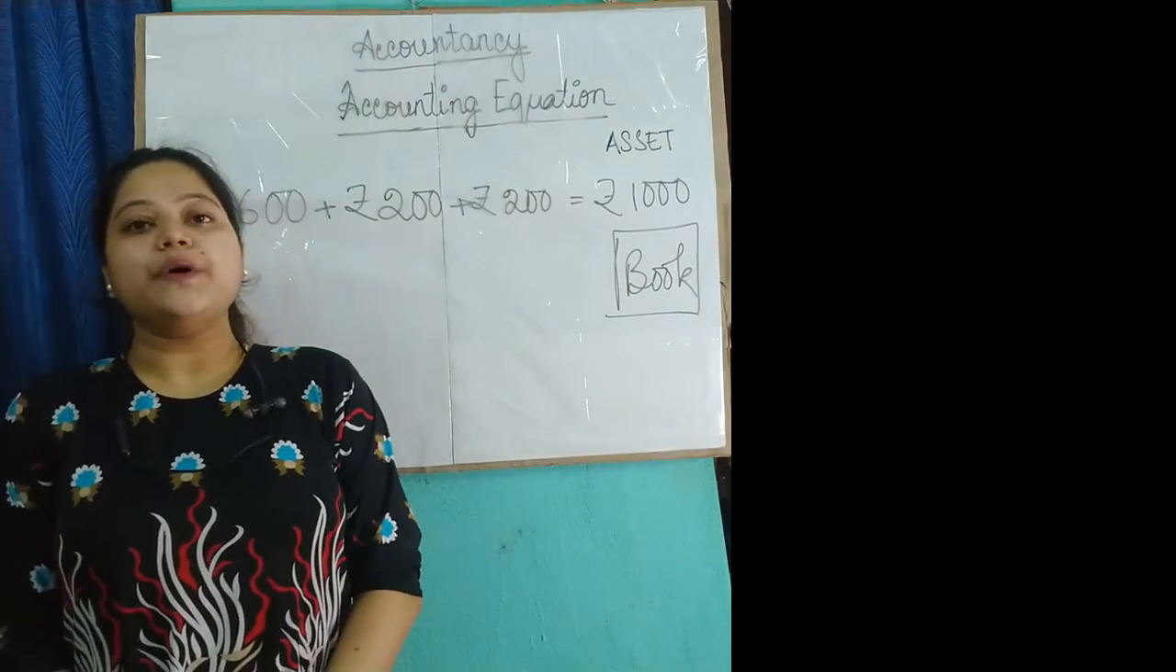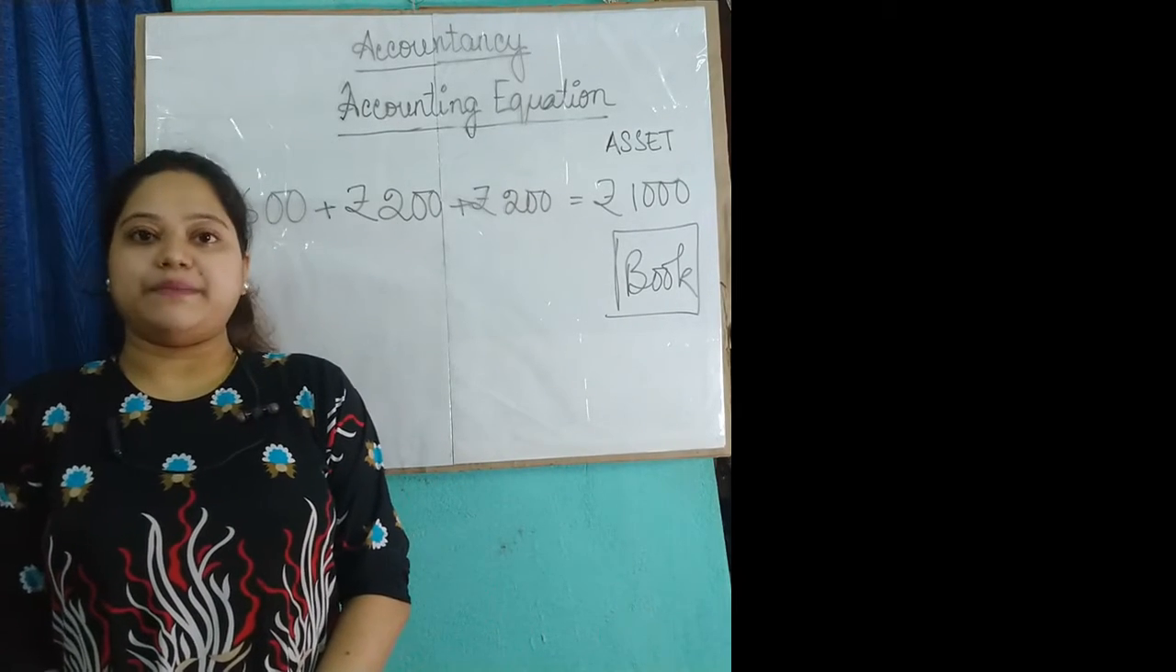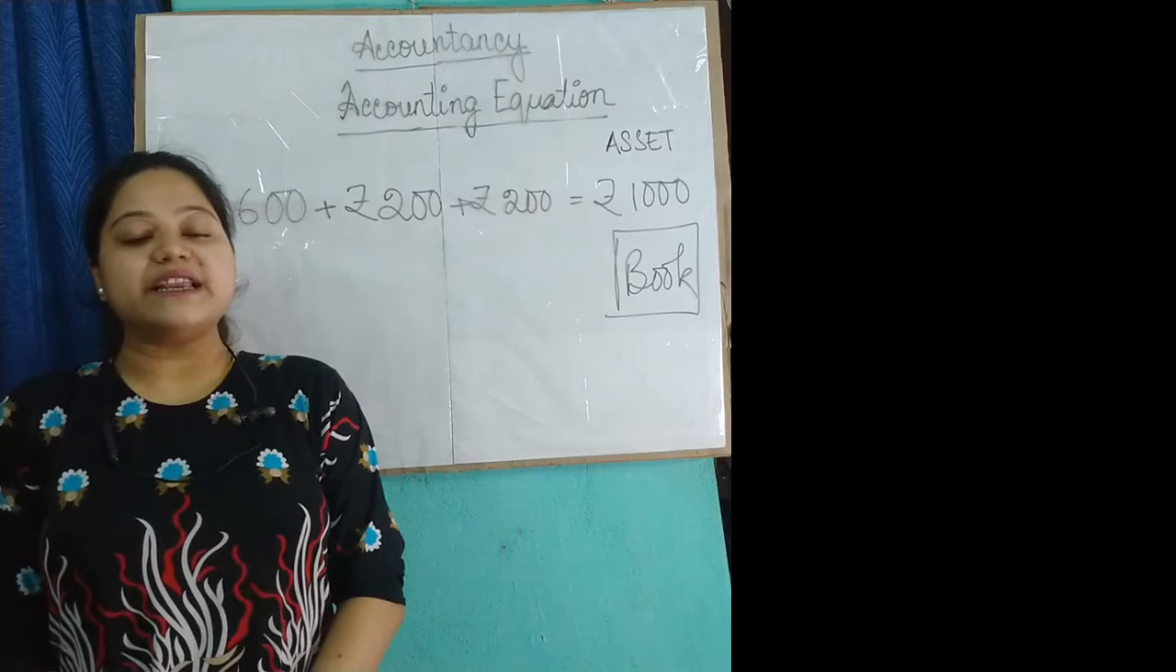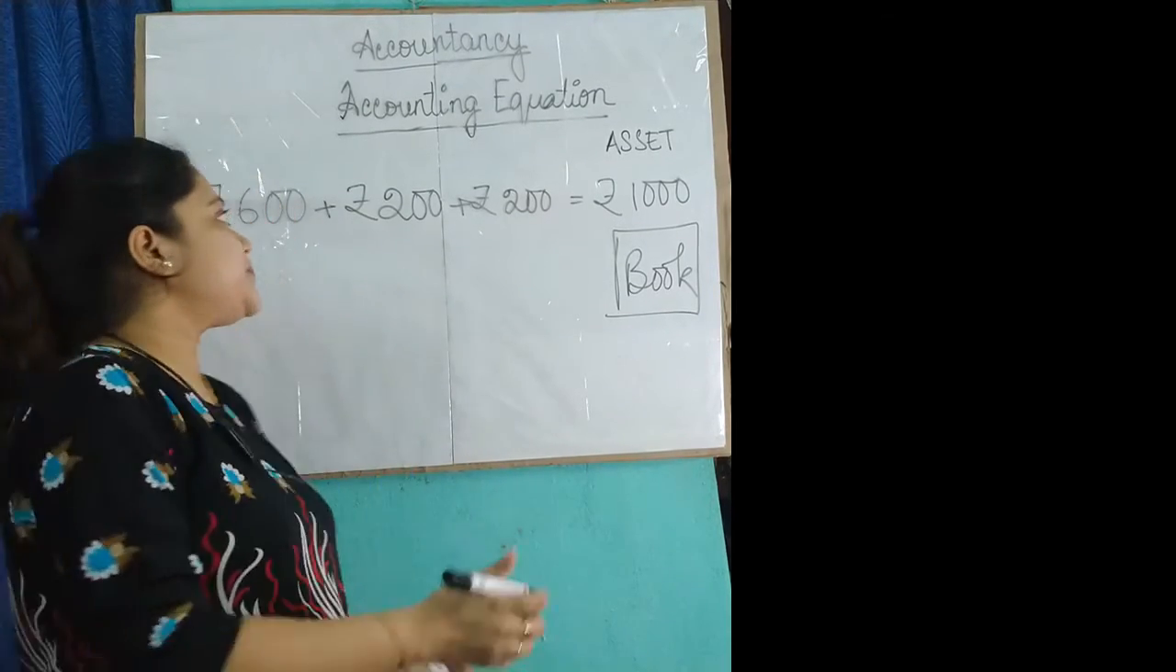Your parents and you are no different. So the money invested by both of you is the capital. Capital is something that is invested into the business or the firm by a proprietor.